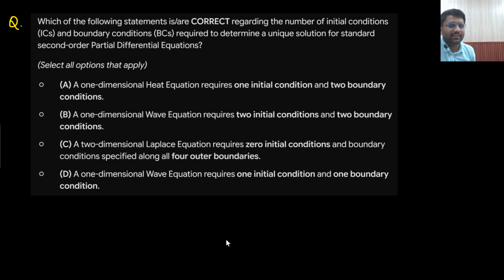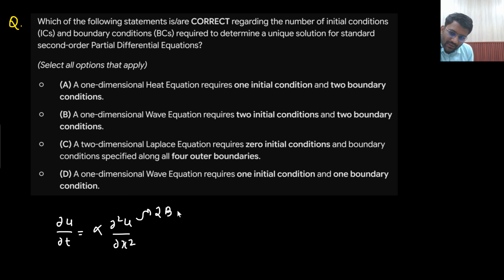Next question about the initial condition and boundary condition. One dimension heat equation will require only one initial condition and two boundary conditions. Why is that so? Because, sir, del u by del t equals to alpha del square u by del x square. So what does that mean? That means, sir, two boundary conditions and here one initial condition. So yes, this is correct.